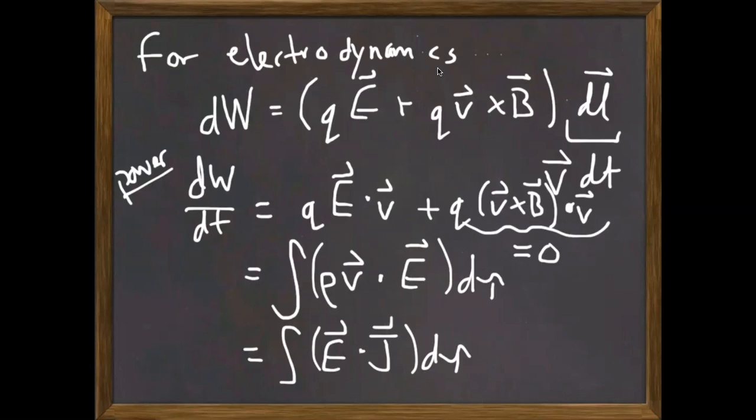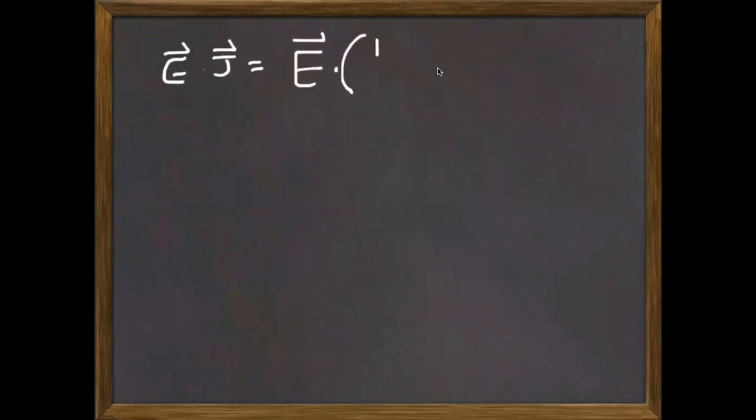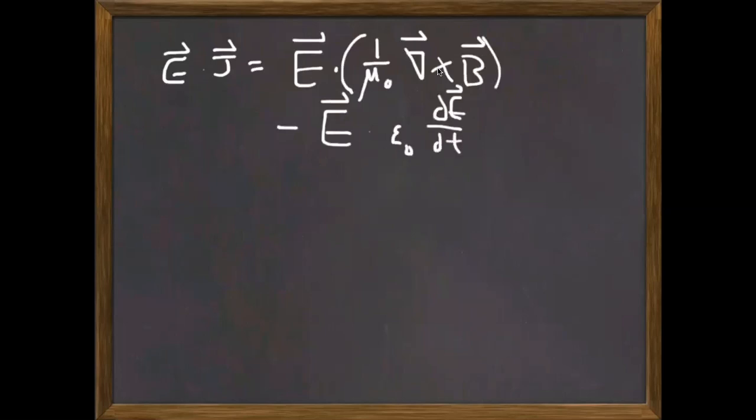Okay, so that's cool, but how do we relate that to field energy? So far, this is just computing work done. What we know, though, is Maxwell's equations, and so we can replace E dot J with something that depends only on the fields. The first term here, the first line, comes from Ampere's law. I've solved Ampere's law for J.